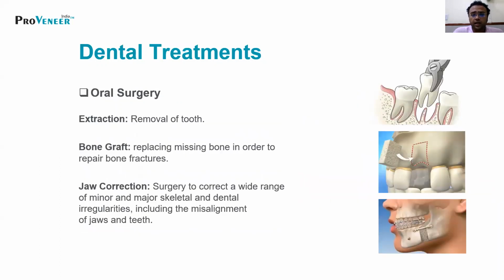Then oral surgery involves extraction, bone grafts, and jaw correction. Extraction is removal of teeth. Sometimes after extraction, or when the patient was missing a tooth, the bone in that area becomes deficient, so you place bone grafts to correct that deficiency. Then jaw correction: sometimes people have a smaller lower jaw or a smaller upper jaw, and jaw correction surgeries bring them into proper alignment so that the person looks much better.